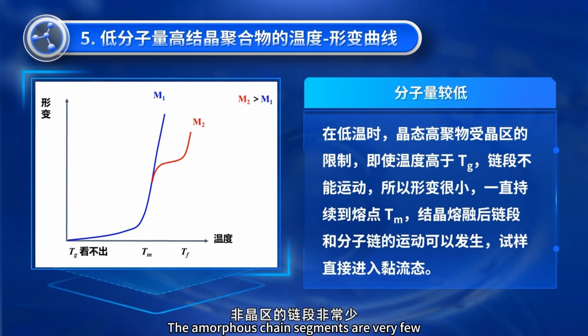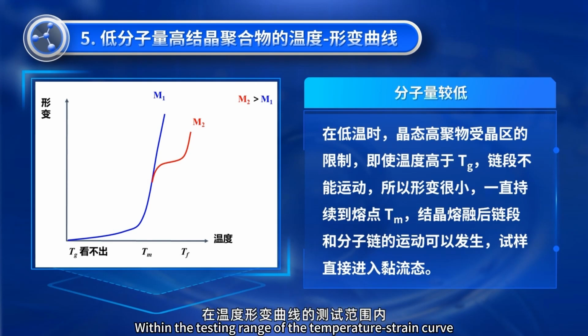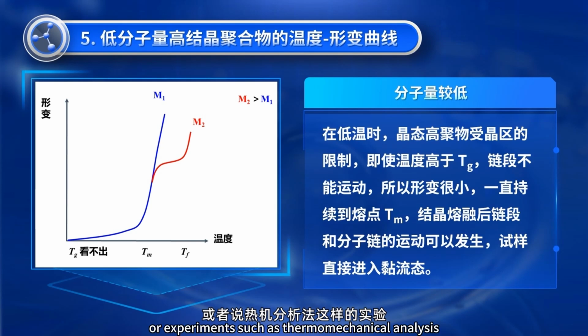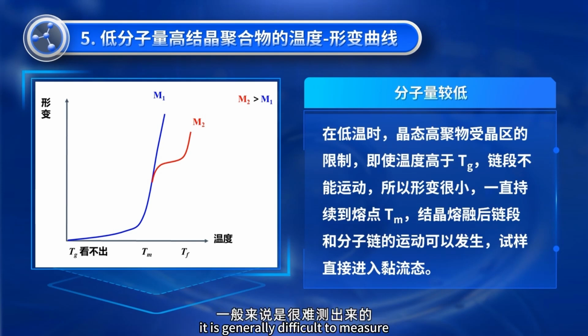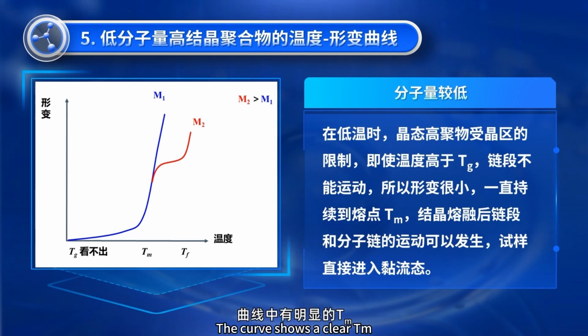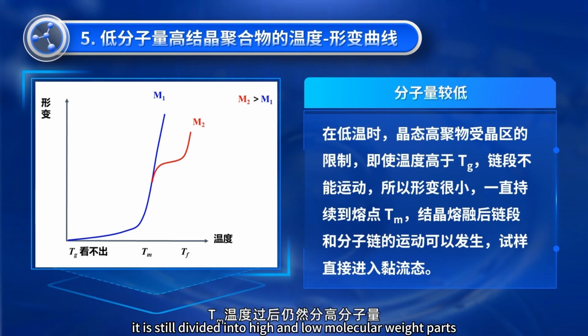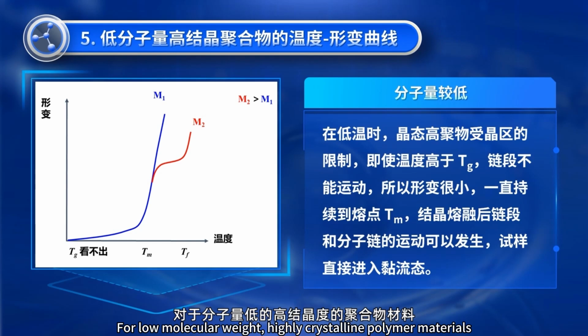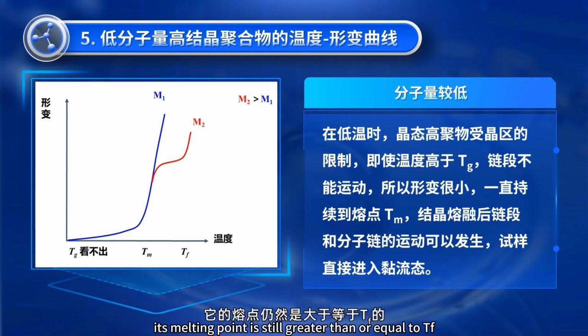The amorphous chain segments are very few. Within the testing range of the temperature strain curve, or experiments such as thermomechanical analysis, it is generally difficult to measure. This requires instruments with very high sensitivity. The curve shows a clear Tm. After the Tm temperature, it is still divided into high and low molecular weight parts. For low molecular weight, highly crystalline polymer materials, its melting point is still greater than or equal to Tf.